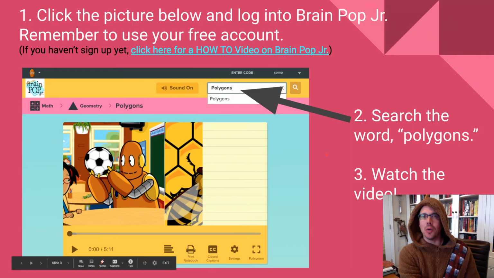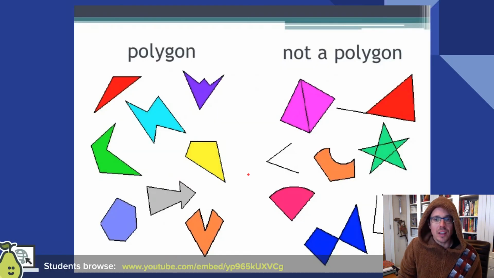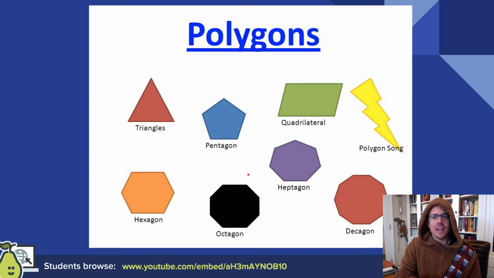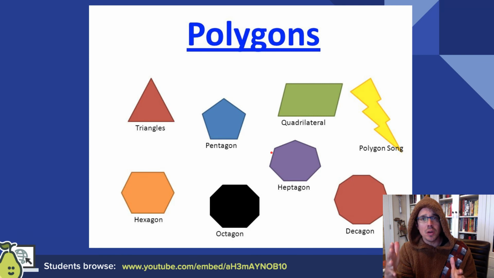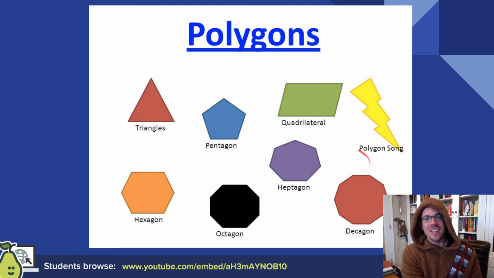Heptagon is kind of cool. Oops, went to a different slide there. The heptagon is really great because what it is, it's a seven-sided shape. Hepta or hept means seven, and decagon means 10. This one, the Polygon song, is kind of interesting. We're not really going to talk about that one, but I thought you guys should see it anyways.